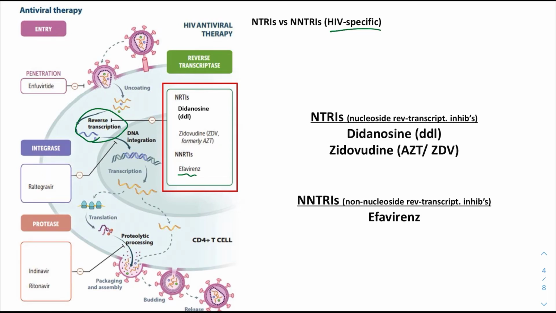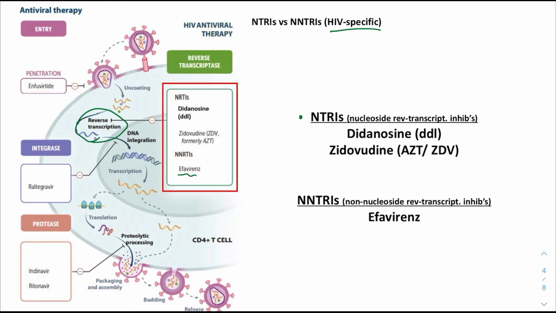So with regards to inhibiting reverse transcription, there are two main pathways of drugs that are used. One is NRTIs, which are nucleoside reverse transcriptase inhibitors. These are nucleoside analogs that are taken up by the reverse transcriptase enzyme. And if these nucleoside analogs are used by the enzyme, it's going to result in a less stable strand that is going to be less effective for the virus to use.